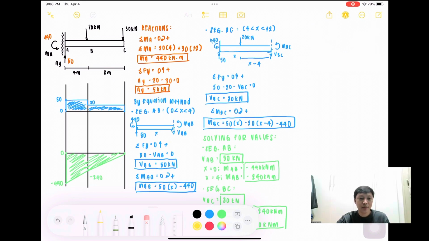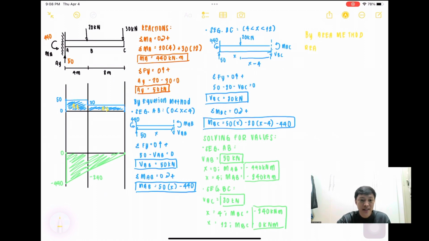Aside from solving the shear and moment diagram by equation method, meron pang isa at mas madaling method na pwede nating gamitin, and it is the by-area method. In this method, like in by-equation, the first step is to solve for the reactions. After that, you need to proceed in plotting the shear diagram right away. The next step is to solve for the areas, pero paano natin gagawin yon? In this case, the first shaded region is area 1, and the second one is area 2.